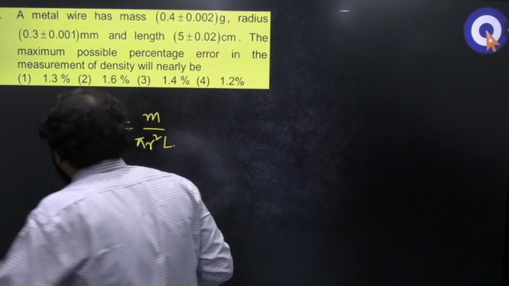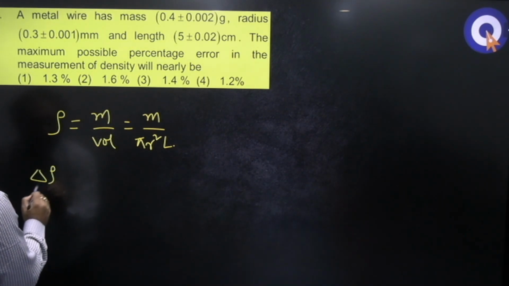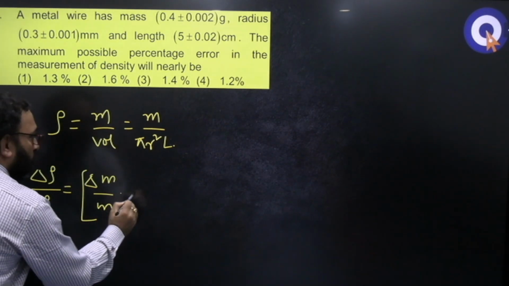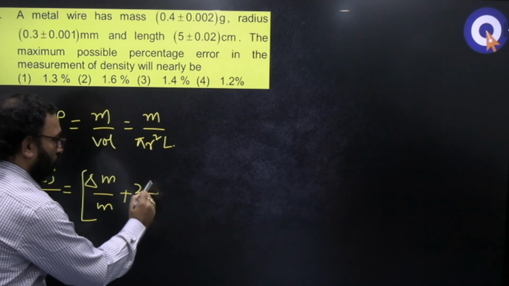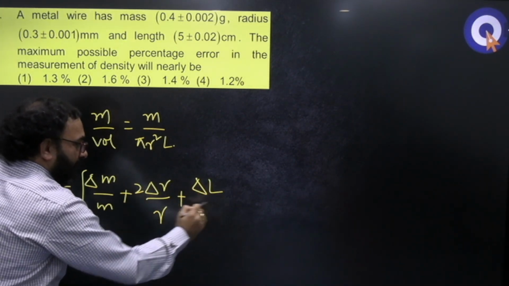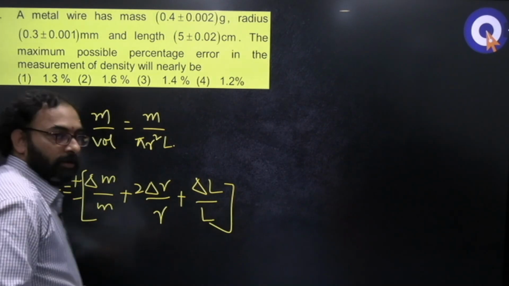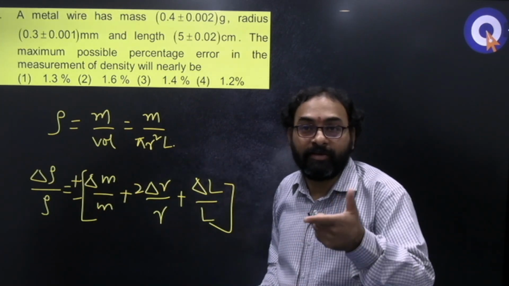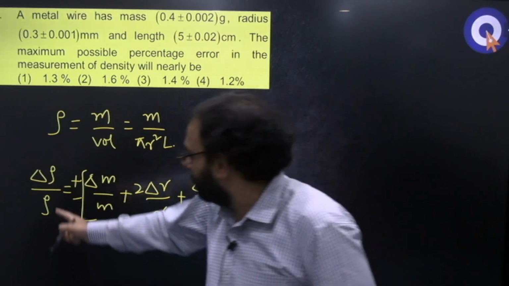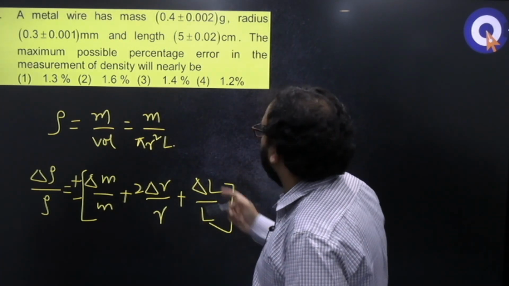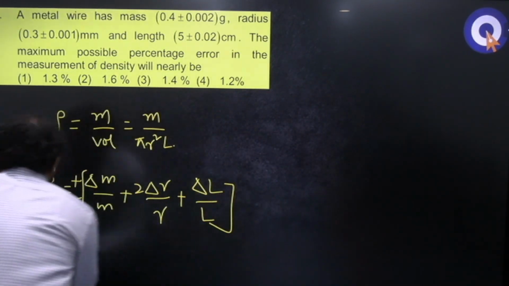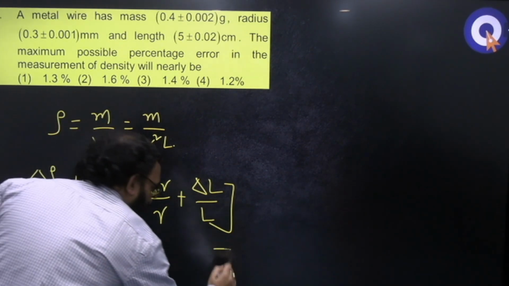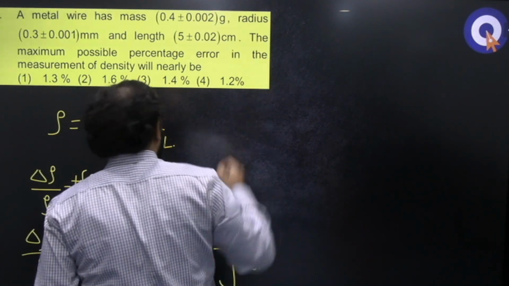Basing upon this expression, density relative error, delta rho by rho, equals error in mass delta m by m plus error in radius 2 delta r by r plus error in length delta L by L, plus or minus. So this is the way we calculate the relative measurement error in density, delta rho by rho. Now, if we require percentage, what are we supposed to do? Delta rho by rho percentage is this whole thing, this total, into 100. So this is the way we can calculate.